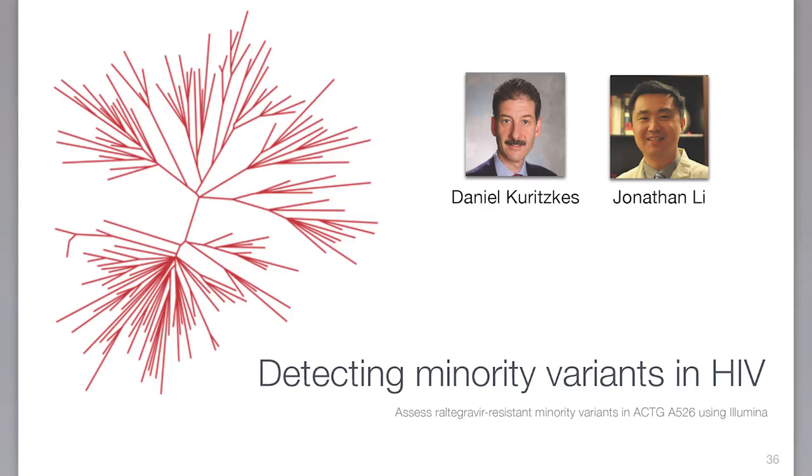Let me move forward. There are other scenarios where it absolutely becomes vital to work with machine learning classifiers. And that's in particular in regions where our tools are just not as good as they are already in the human genome sequencing space. So that's a project that was driven by Jonathan Lee and Dan Koretzka's group on minority variants in HIV.